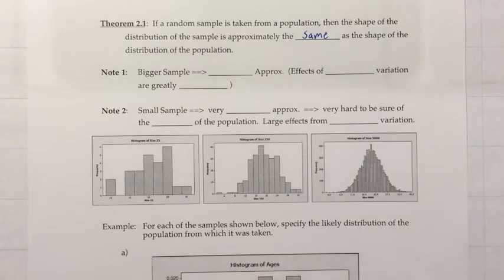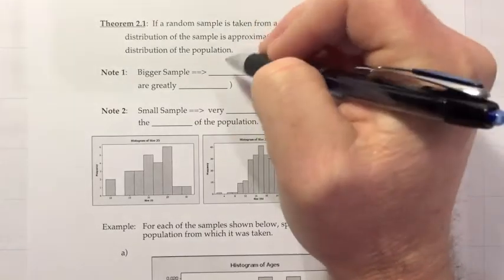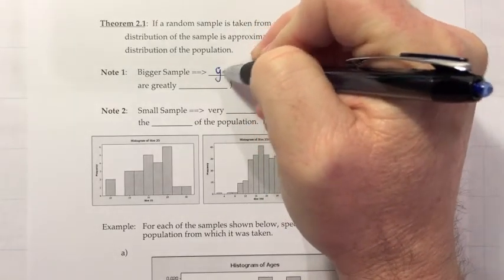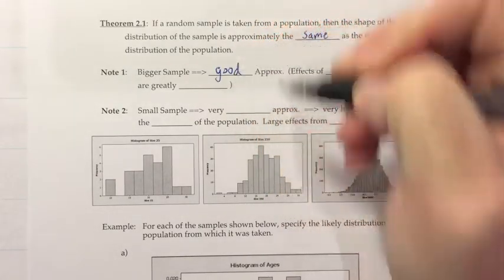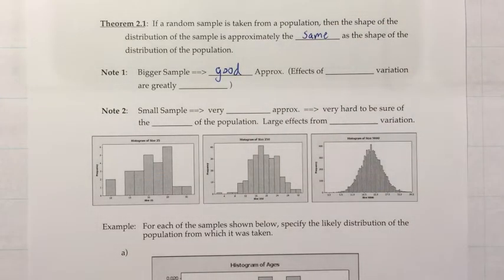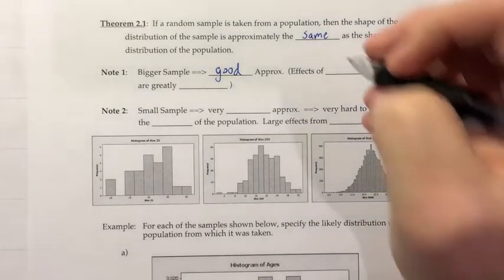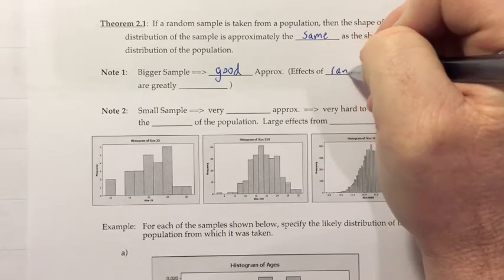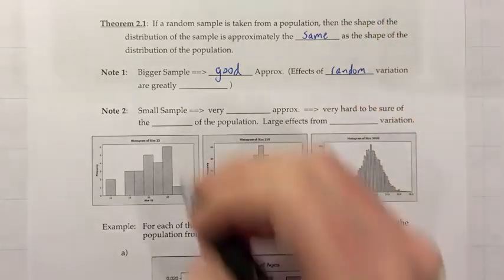So when you're looking to figure out what kind of distribution your population has, this theorem is saying what you should do, if you have a random sample, is look at what shape that is, and then it's likely that the population will be roughly the same shape. One of the things that you have to be aware of, though, is that for bigger samples, you'll get good approximations. So if you have a big random sample, then you should have a good approximation of what the shape of the population is. And that's because the effects of random variation are greatly reduced.